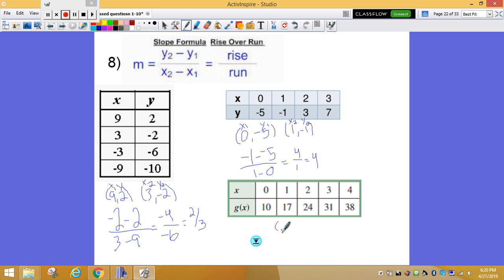And last one, ordered pairs are 0, 10, and 1, 17. XY, XY, these get 1s, these get 2s, so y2 is 17, y1 is 10, x2 is 1, x1 is 0. 17 minus 10 is 7, 1 minus 0 is 1, 7 divided by 1 is 7.